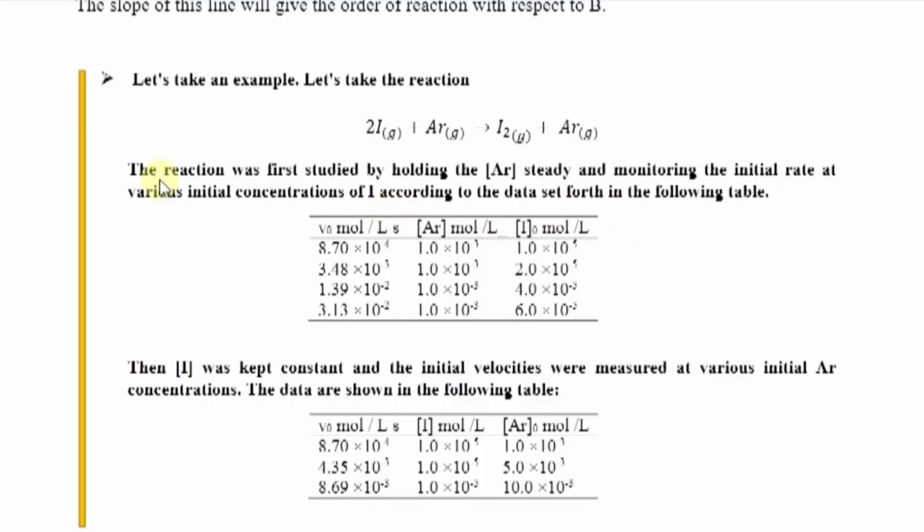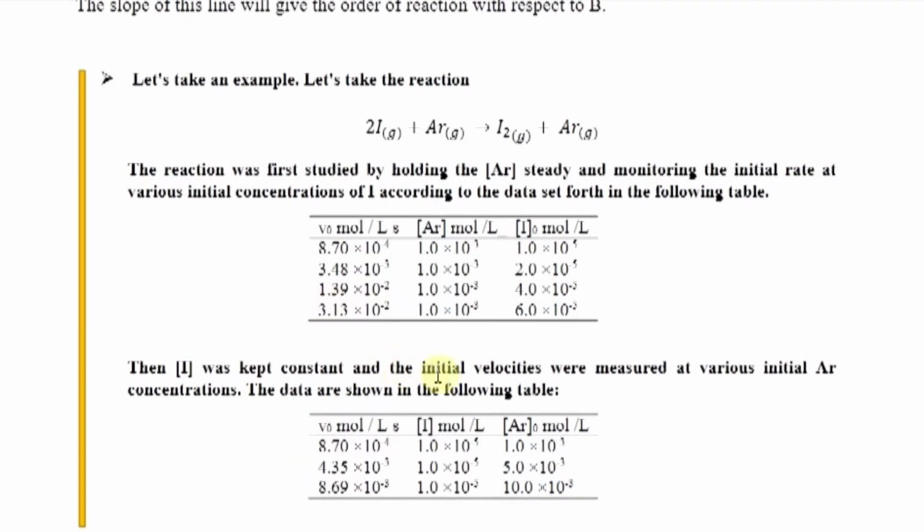Let's go. So let's start with this exercise. Let's take this reaction of formation of iodine in the presence of argon. For this reaction, we have two sets of data. The first set of data is with the concentration of argon, which was kept constant, whereas the velocity and the initial concentration of the reagent, the atomic iodine, was measured. And then the second set of data, this time the atomic iodine was kept constant, whereas the concentration of argon was changed, and also the initial velocity was measured.